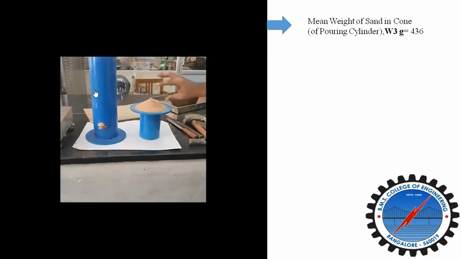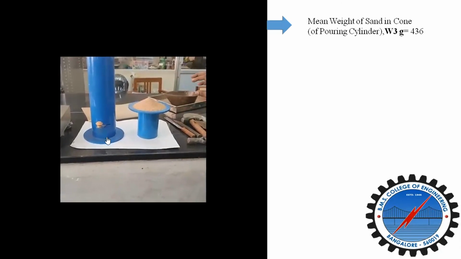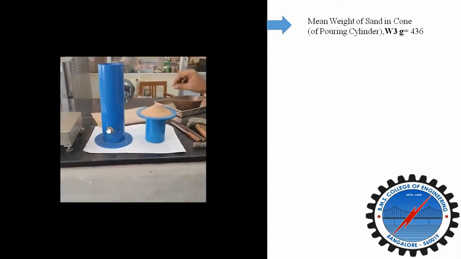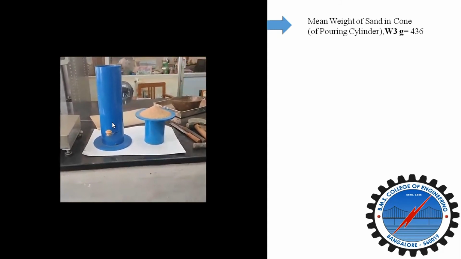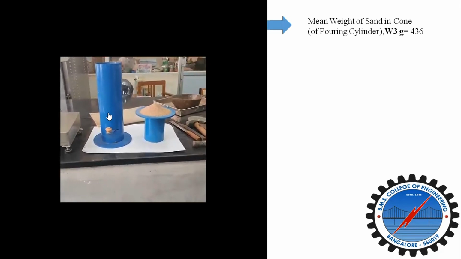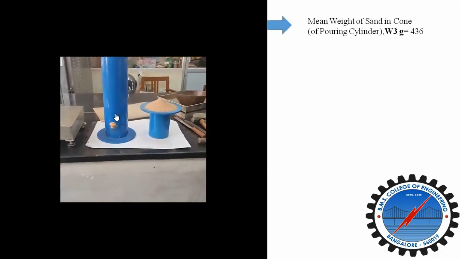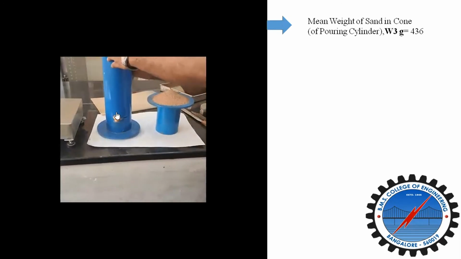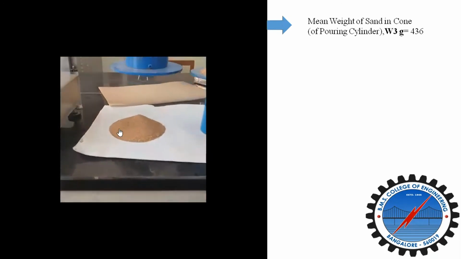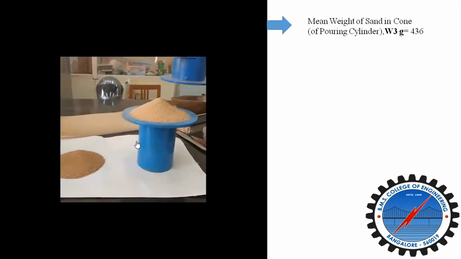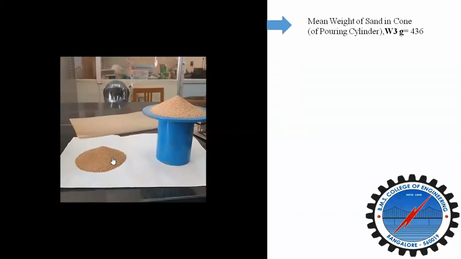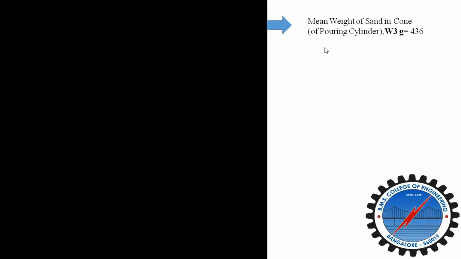After noting down the sand pouring cylinder weight, place the sand pouring cylinder on a glass plate. Open the shutter, allow the sand to run out until there is no further movement. Close the shutter and remove the sand pouring cylinder carefully. Note down the collected sand left on the glass plate and record its weight, that is W3. So finally, the weight of the sand in the cone portion of the pouring cylinder, W3, is 436 gram.